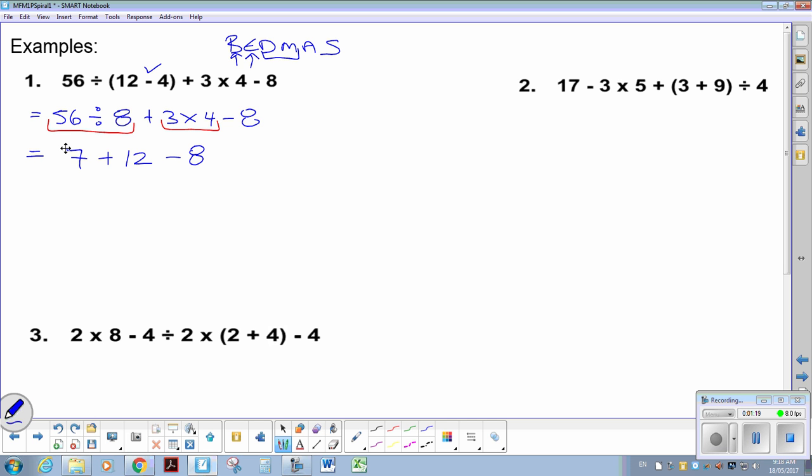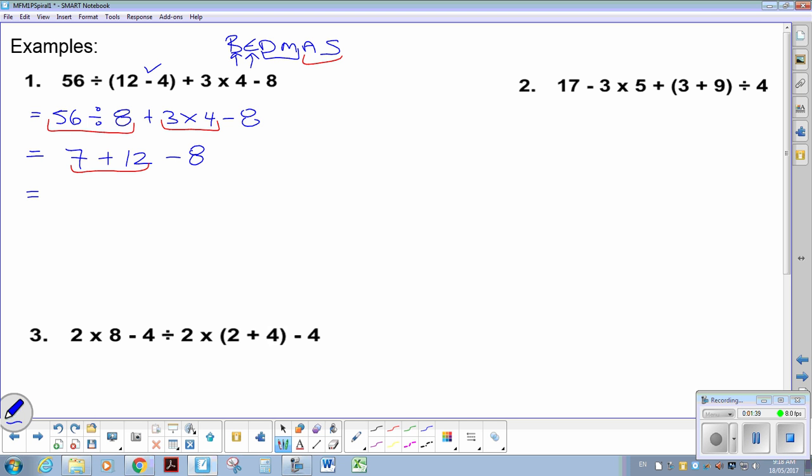Now we're left with adding and subtracting. And you always do adding and subtracting in the order that they appear. In reality, with adding and subtracting, it actually doesn't matter. It won't change your outcome, assuming that all the other operations have been taken care of. So for example, I'll just show that on this particular example.